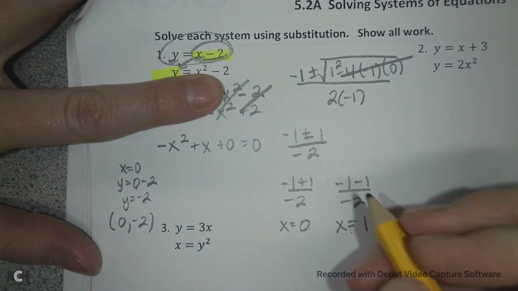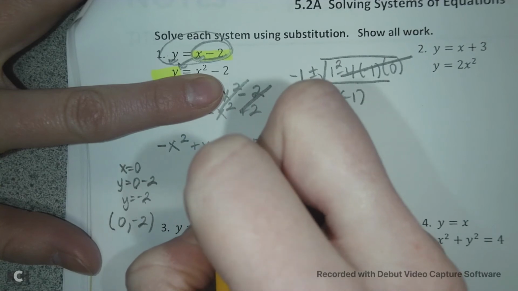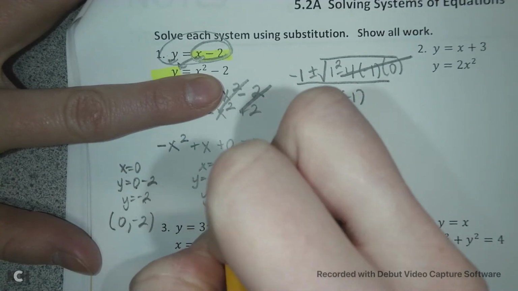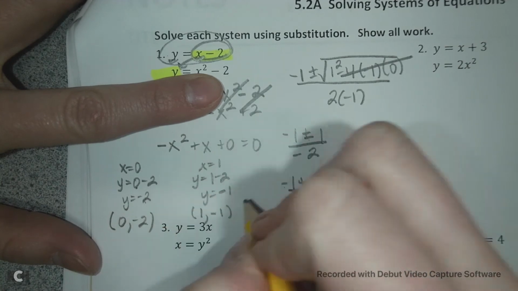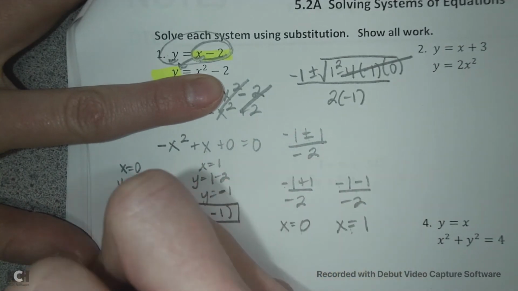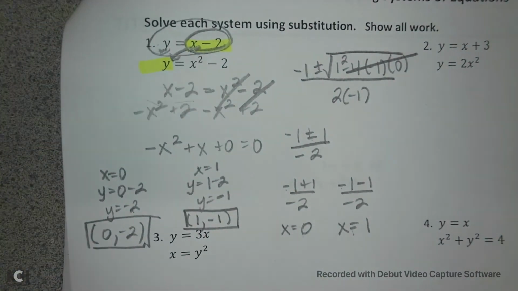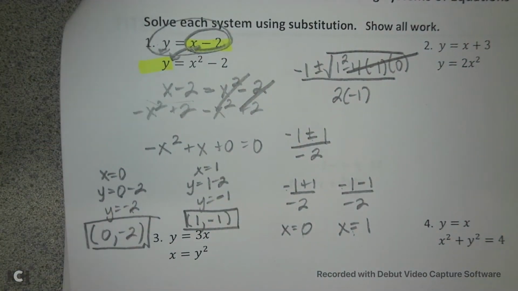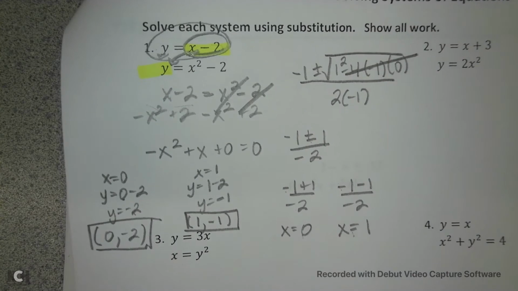I do the same thing with my other value. If x is 1, then y equals 1 minus 2. So then y is negative 1. So if my x is 1, then my y is negative 1. So these are my two answers. So you should get two answers for each of these. They're a little bit more complicated when they're not linear, because these are not linear. But this is like the next step up in applying.